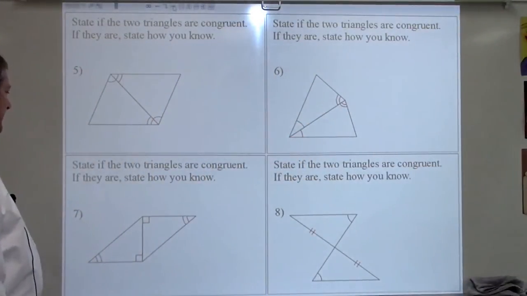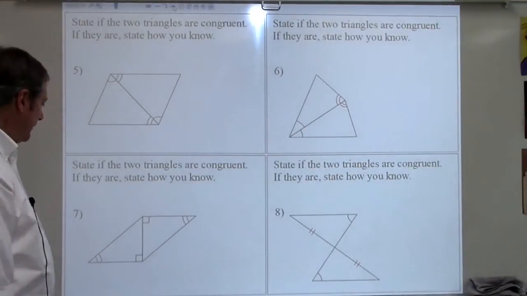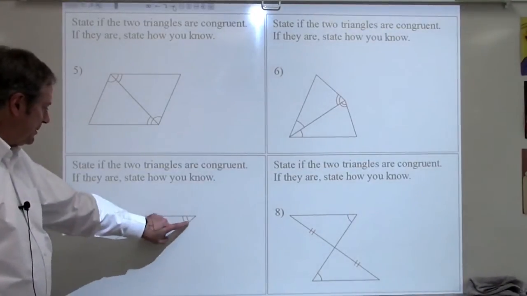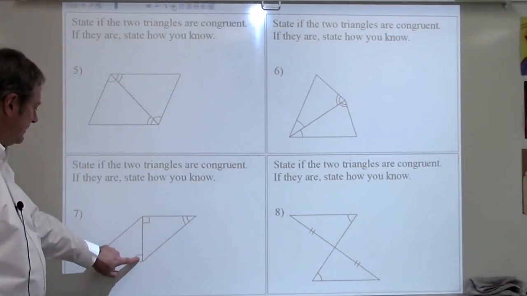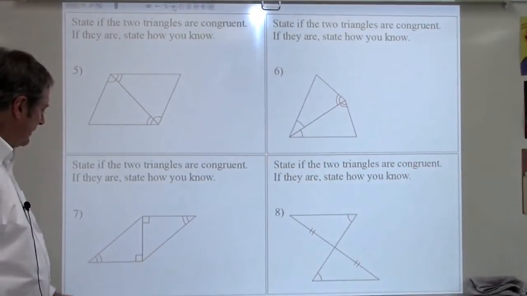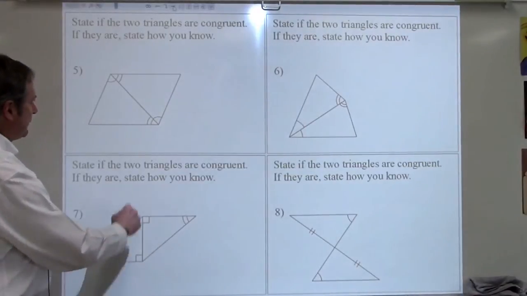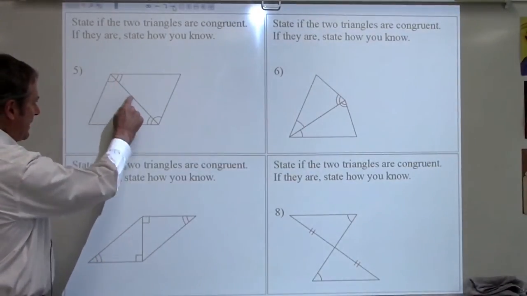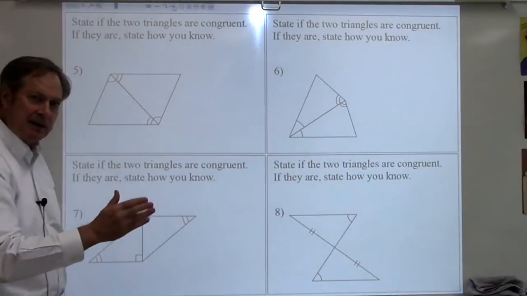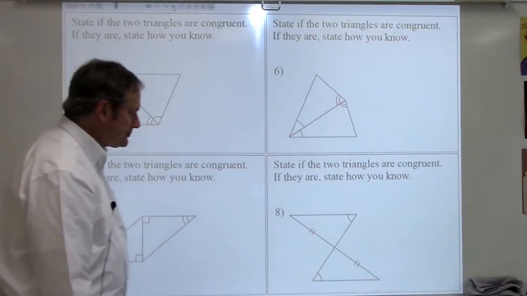And in 7 and 8, we have angle, angle, side. Let's see if you can spot it. We have the angle, double tick mark here, double tick mark there. Angle, angle, and a common side. Now notice this side is not between the 2 angles like it is up here where you have angle, side, angle. This is angle, angle, side because the side is not between the 2. Angle, angle, side.